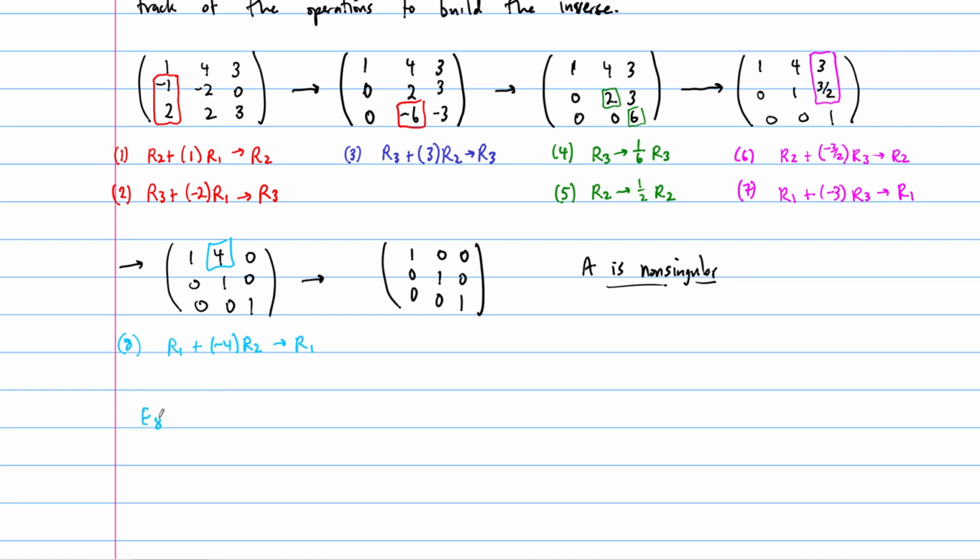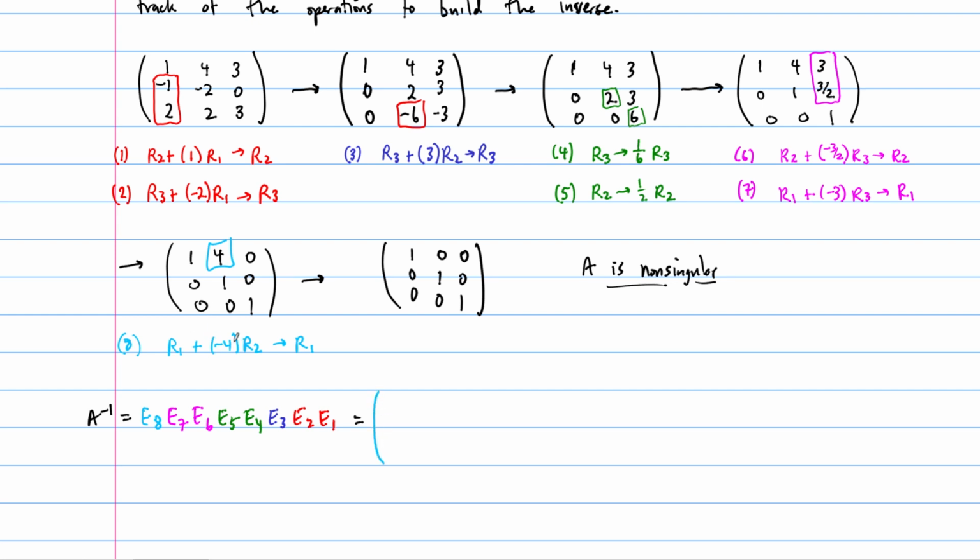So this is going to be E8 times, I'll just write it out in colors, and then we'll write down the matrices, times E7 times E6 times E5 times E4 times E3 and then times E2 times E1. This is, of course, going to end up being our inverse matrix, right? So let's see exactly what these matrices are.